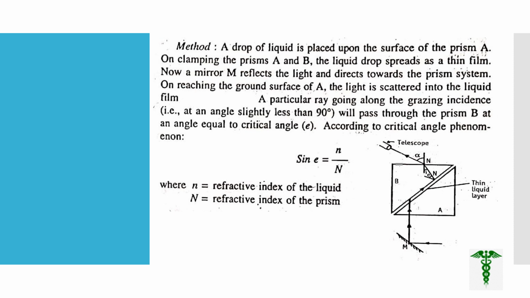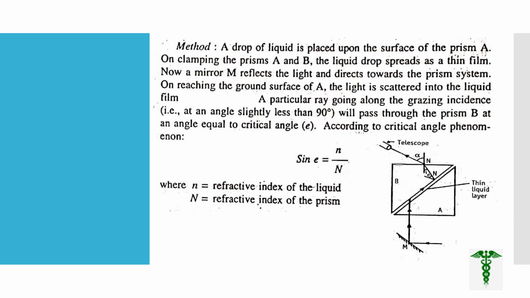As we already said, first we are supposed to prepare a drop of liquid whose refractive index has to be determined, and we keep the drop of liquid upon the surface of our prism. Let it be prism A. When we are clamping the prisms A and B, the liquid that is spread on prism A will spread as a thin film.